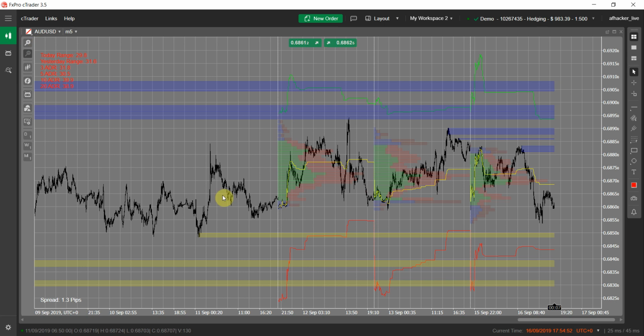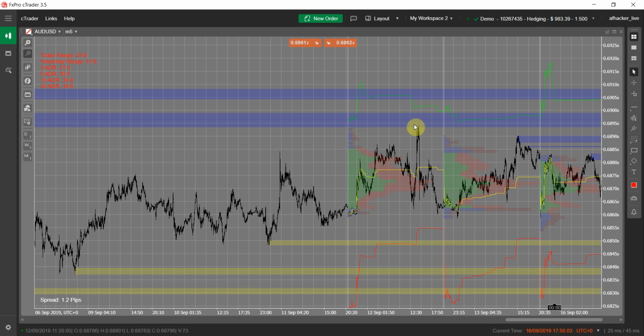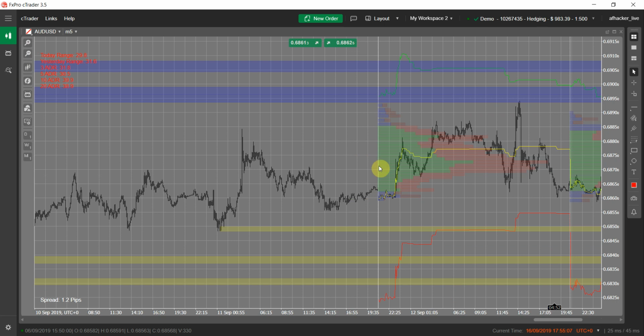Okay, it's AUDUSD. Do we have any trading setup here? No. Yeah, we have one. Okay. Another great trading setup. No, it's not outside ADR. Sorry, it's not a trading setup. Let me describe this for you.